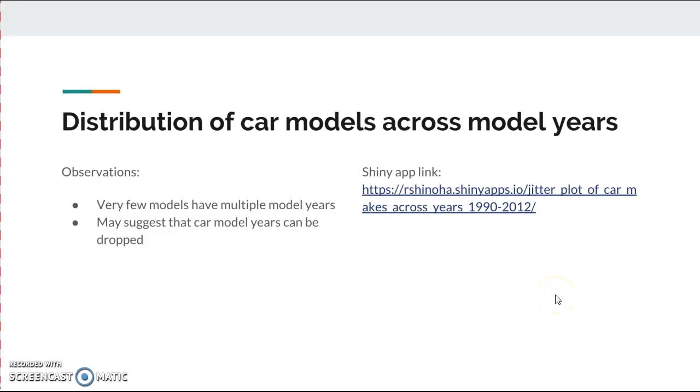Due to how the images were collected by Dr. Krauss, it was suspected that the year attribute may not be necessary for our classification. But to be sure, we created a jitter plot of car models across the years 1990 to 2012.